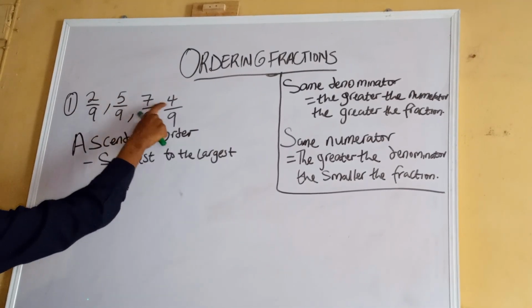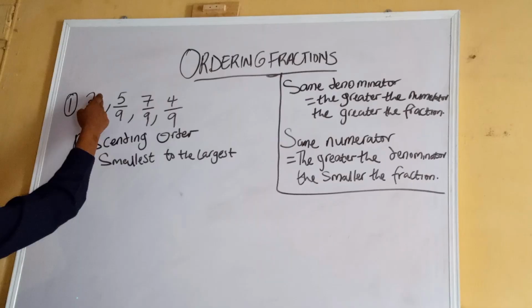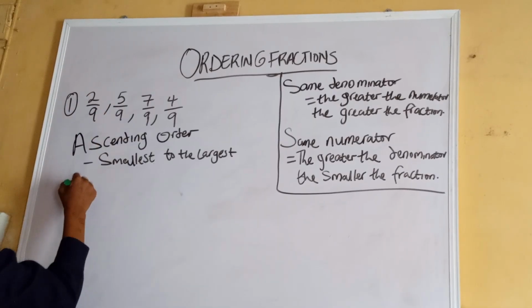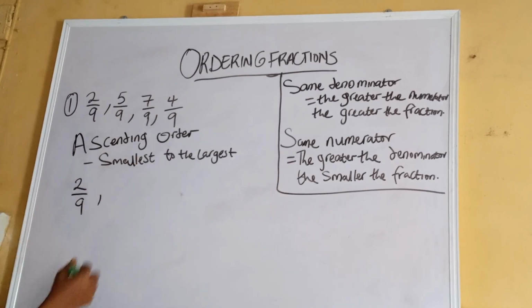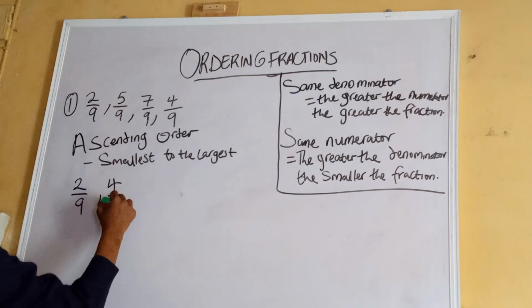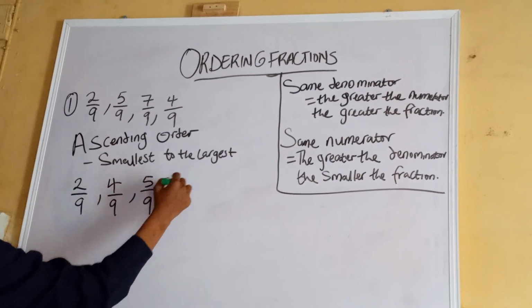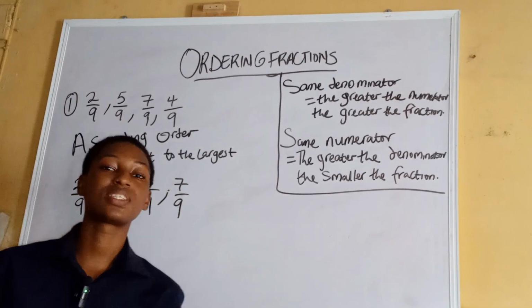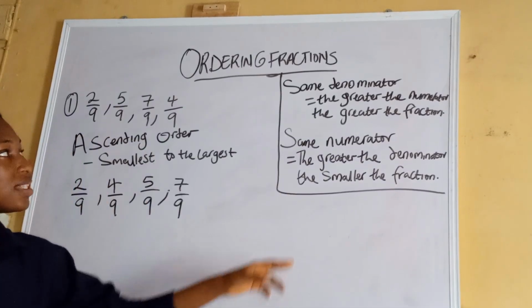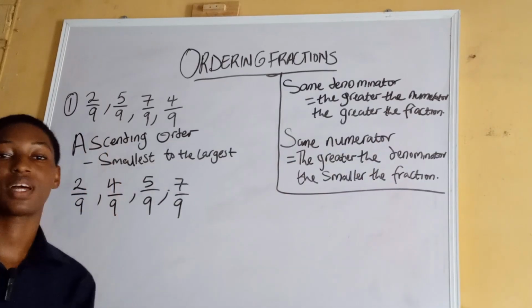Now, we are focusing on the numerator, right? We're focusing on the numerator. So the smallest numerator here is 2. So we have here 2 over 9. And then what's the next small one? That's 4, so it's 4 over 9. The next will be 5 over 9. And then the last one will be 7 over 9. So just think of this as part of a rule. And remember the rule: when you have the same denominator, the greater the numerator, the greater the fraction is going to be.